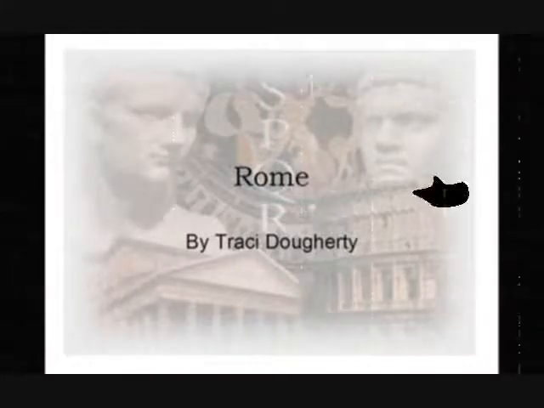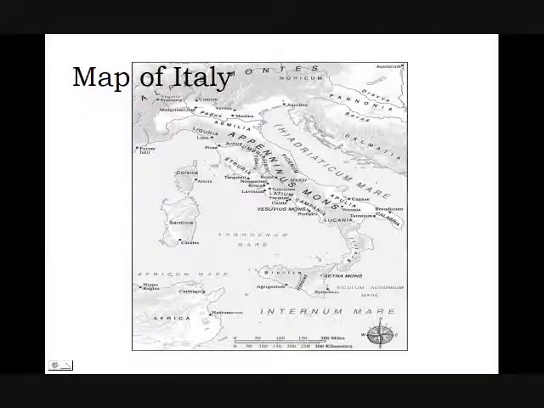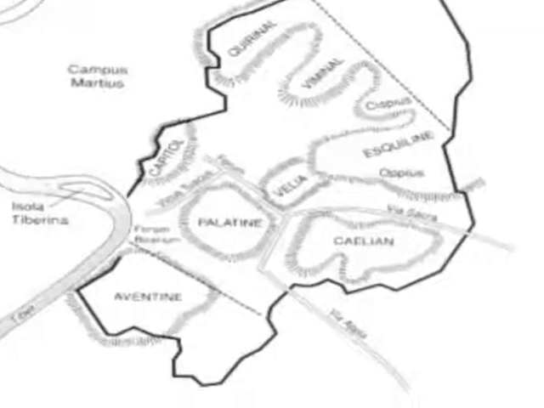Hello everyone, my name is Tracy Doherty and this is the research project that I put together on the ancient city of Rome. This is a map of Italy. For any of you who haven't been there, you should go. It's a nice place. This is the topography of the city of Rome as it existed then, the hills which are so famous.